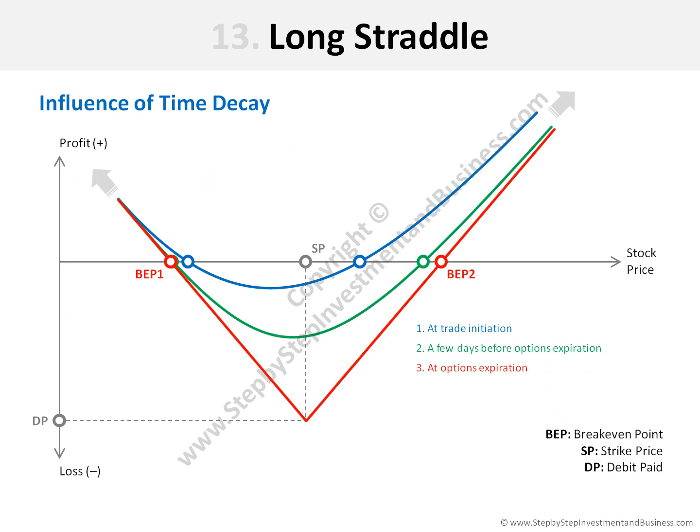As we get closer to options expiration, the curve of profits and losses is like the one shown in green. And finally, at options expiration, the curve of profits and losses is the one shown in red. We can see that as time passes, the gap between break-even point 1 and break-even point 2 increases. And as the gap between the break-even points increases, the range of prices for which we are in a losing situation increases. Therefore, in this case, time decay hurts the position.